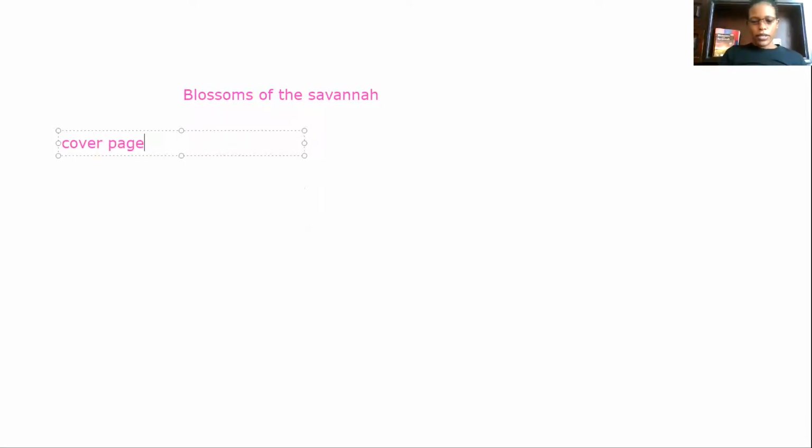In the cover page, there are certain things that we are going to ask ourselves, and certain things that we are going to try and find out about the text that the cover page will likely tell us. For instance, we look at the title itself, and in the title, we look at the words that are in there. What do we mean by blossoms? And what do we mean by Savannah?